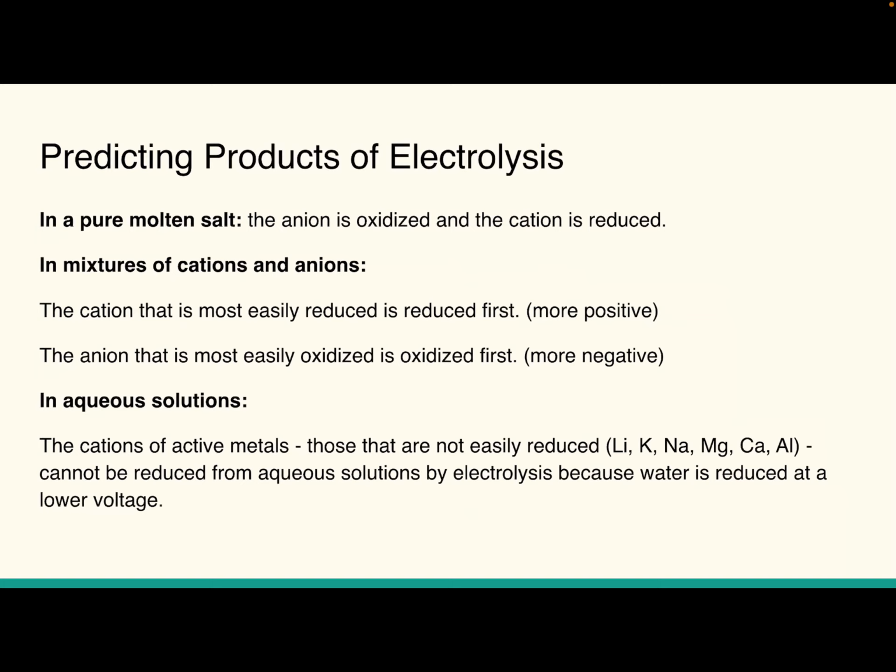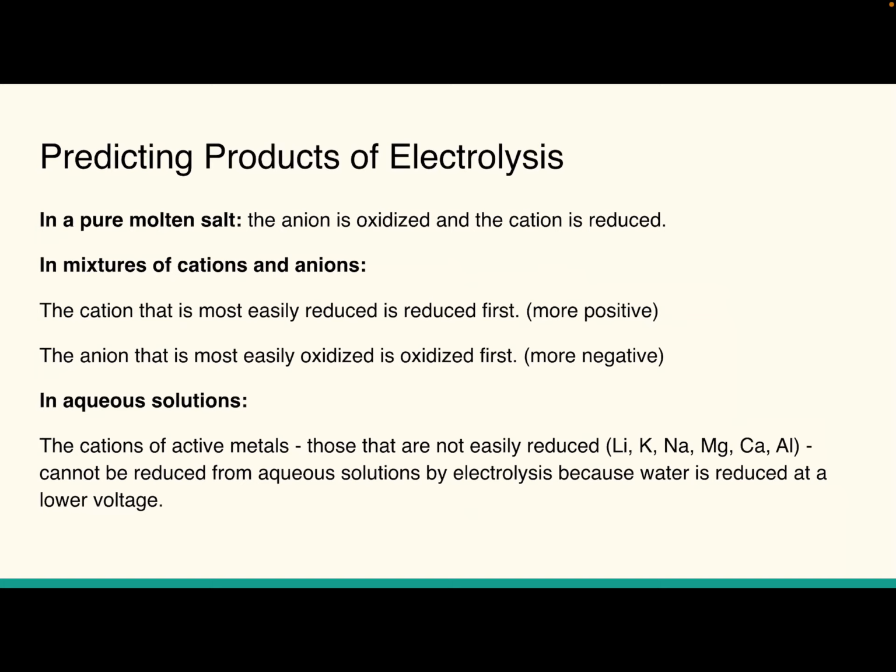In predicting products of electrolysis, there's a couple of things to remember. If you have a molten salt, remember salts won't conduct electricity if they're in the solid form. We have to dissolve them, but another way to do that is to melt them down. So molten salts would also work that way because now the charged particles, the ions, can flow freely. In that case, the anion is oxidized, the cation is reduced.